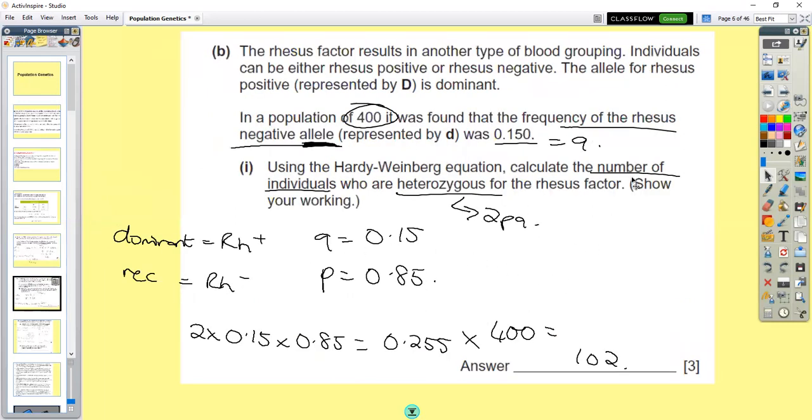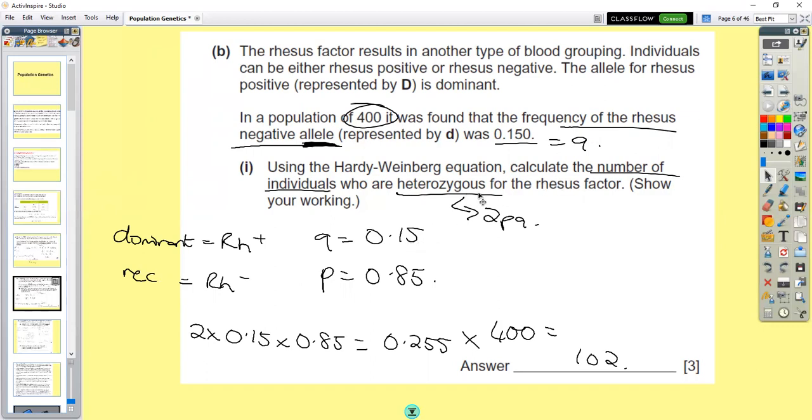Other examples sometimes ask for the number of individuals in a particular population. So in this one, rhesus factor, so linked to blood groupings, individuals can either be rhesus positive or rhesus negative. The allele for rhesus positive, which is a big D, is dominant, so rhesus negative is recessive. So in this population, there's 400 individuals. It was found that the frequency of the negative allele, small d, was 0.15. Okay, so because they're talking about an allele there, or a gene it could be, they're talking about Q. So Q is equal to 0.15.